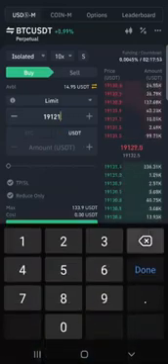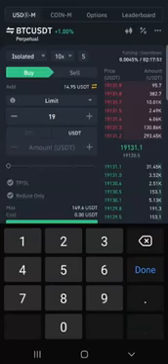Let's put the current price is $19,131. So let's put 19,125. $125, right? Let's put this and see if our order will go through.